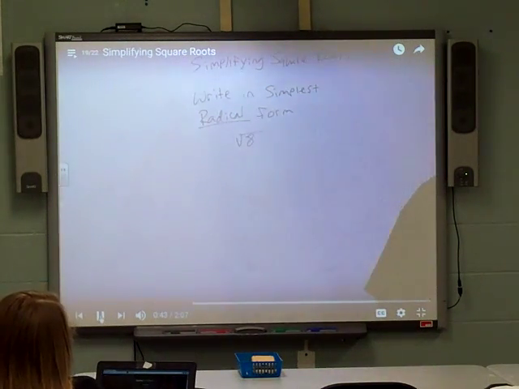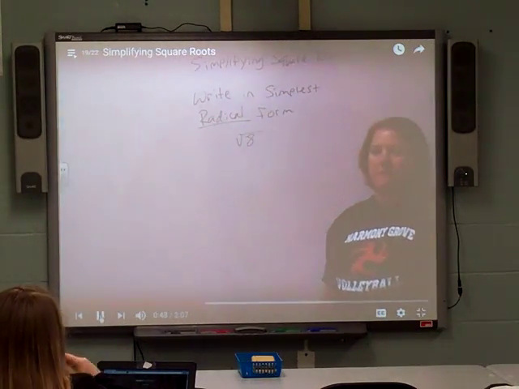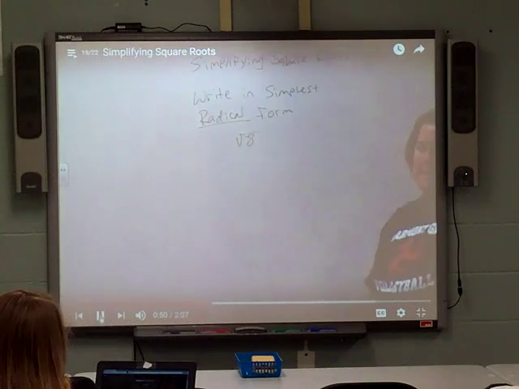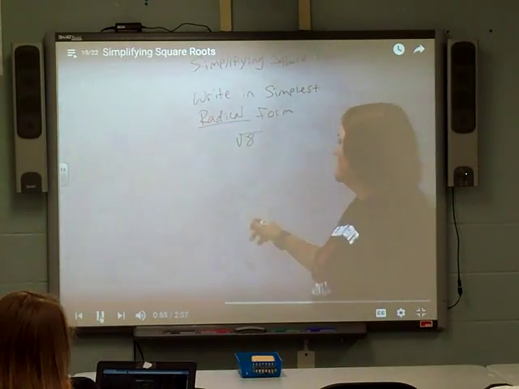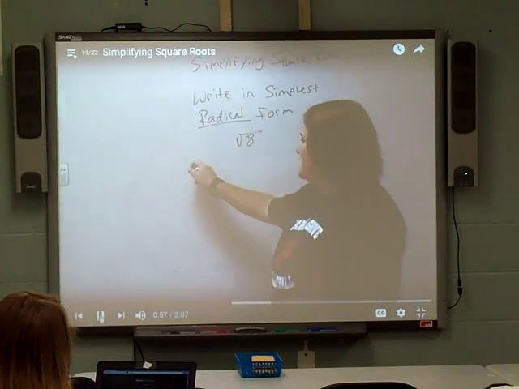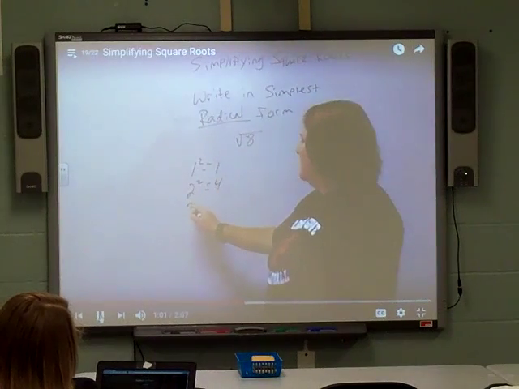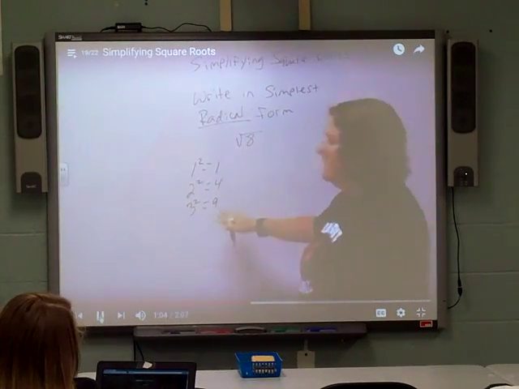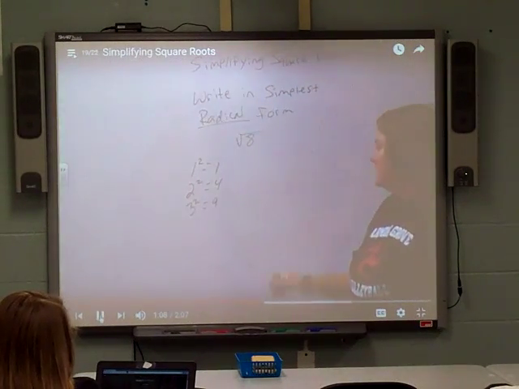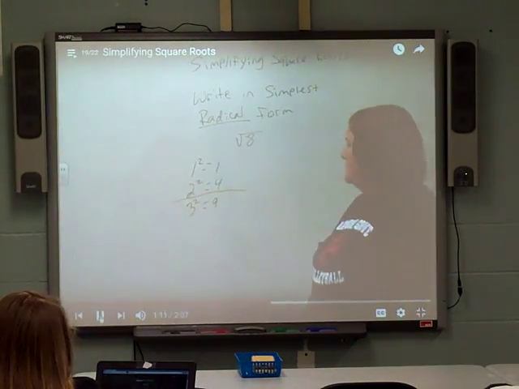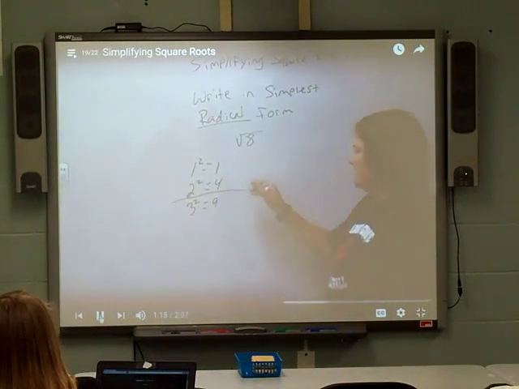Alright, so if I want to leave this in radical form, what I'm looking for is the biggest perfect square that will go evenly into 8. Or even, is 8 a perfect square? To check this, I want to run through a few perfect squares with you. 1 squared is 1, 2 squared is 4, 3 squared is 9. That's enough. I don't need to list any more because 9 is bigger than 8. I'm looking for it to go into 8, so it's got to be smaller than 8, so it's going to be one of these. 1 will go into everything, so that doesn't really help me.